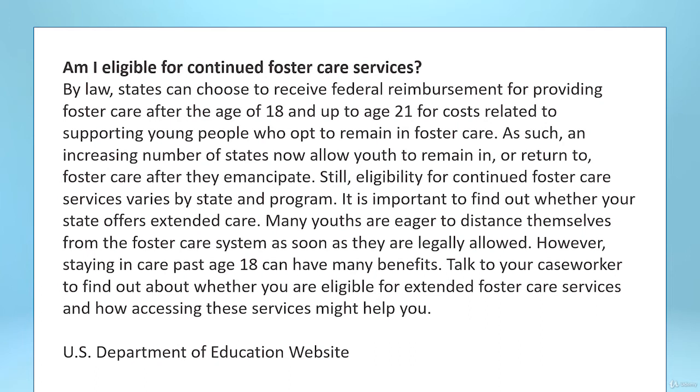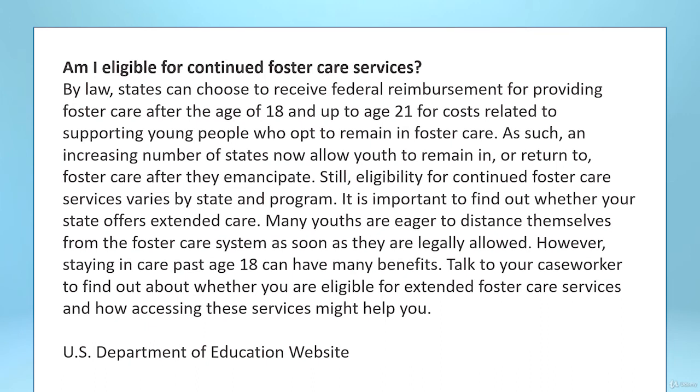Many youths are eager to distance themselves from the foster care system as soon as they are legally allowed. However, staying in care past age 18 can have many benefits. Talk to your caseworker to find out about whether you are eligible for extended foster care services and how accessing these services might help you.